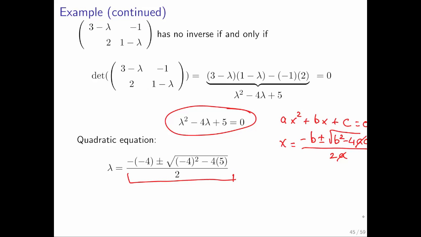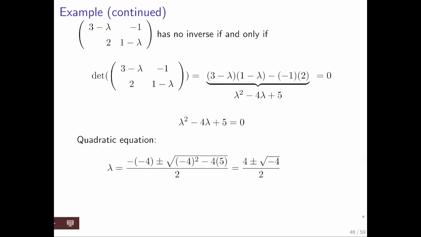Now the unfortunate part is that this here is 16 minus 20, which is equal to minus 4. And you might say, well, then it doesn't have real roots. We're in trouble. Well, that just goes to show that a matrix with real valued elements can have complex valued eigenvalues. So in this particular case, the eigenvalues are this right here, which you can write as 2 plus or minus i. And notice that this is an imaginary number. It's perfectly okay for a matrix to have imaginary eigenvalues.